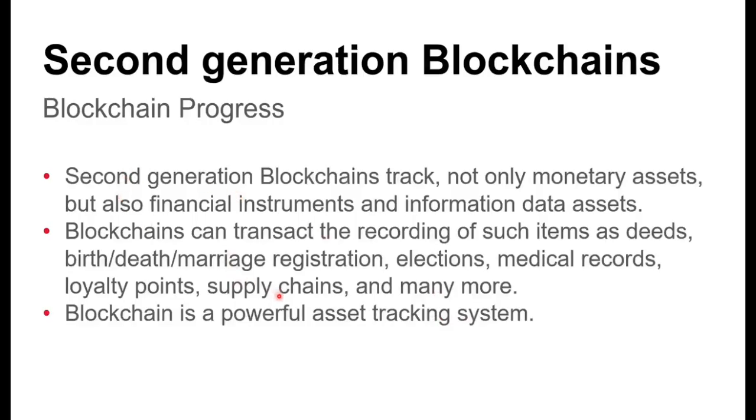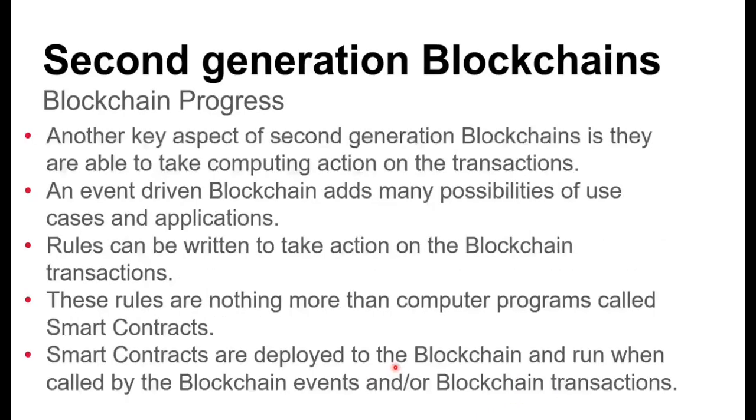Second generation blockchains track not only their native token, but also any kind of asset. It can be financial instruments or information assets or hard assets such as precious metals, gold, real estate. Blockchains can transact the recording of such items as deeds, marriage and death registrations, elections, medical records, supply chains, and many more. Blockchain is a powerful asset tracking system.